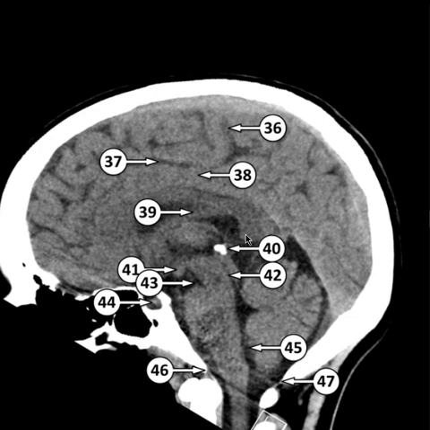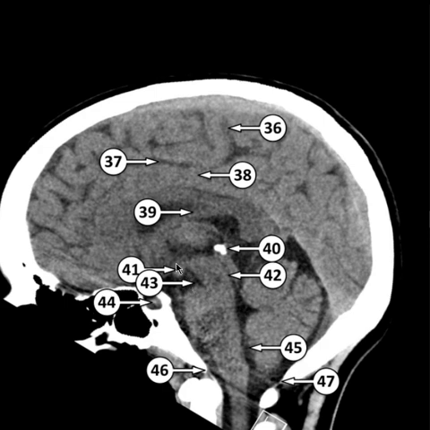40 corresponds to the pineal gland. Again, we remember that the pineal gland is hyperdense on CT because of the presence of corpora arenacea, also known as brain sand. 41, these are the mammillary bodies coming from the thalamus. 42 is the cerebral aqueduct of Sylvius. The cerebral aqueduct of Sylvius connects the third ventricle to the fourth ventricle.